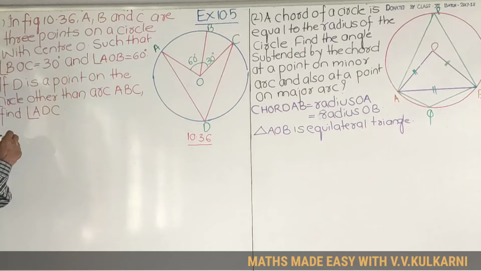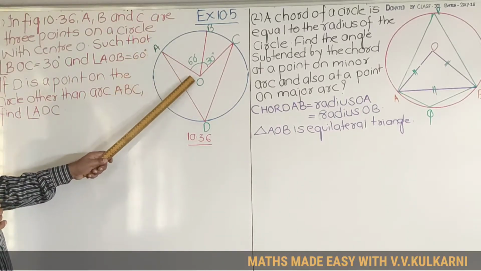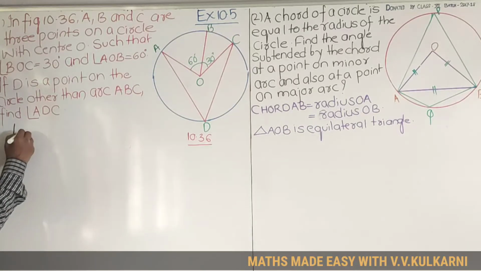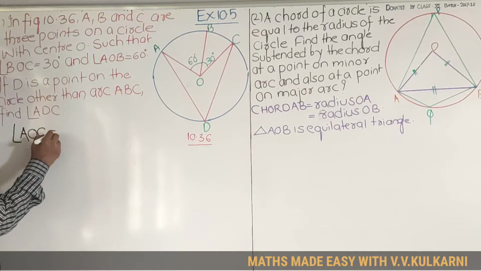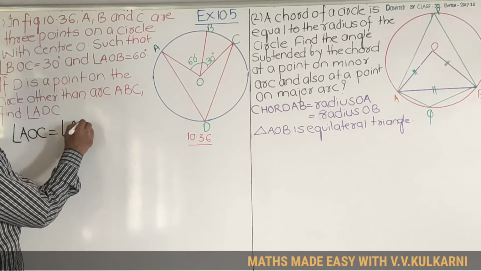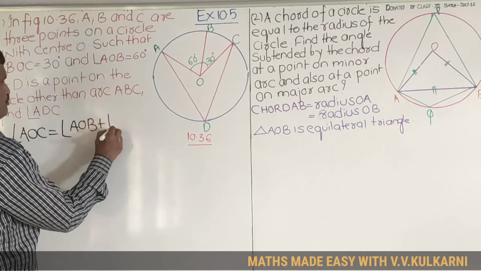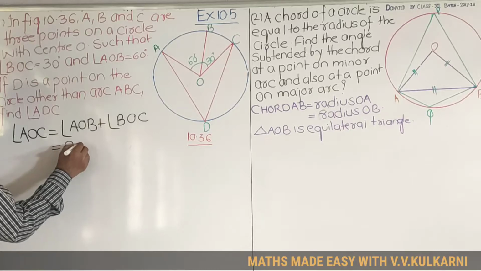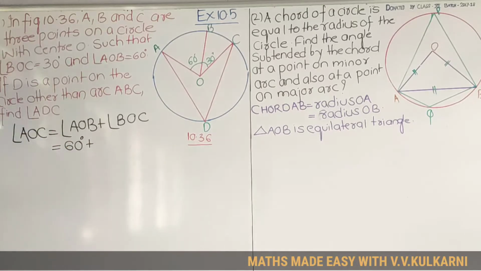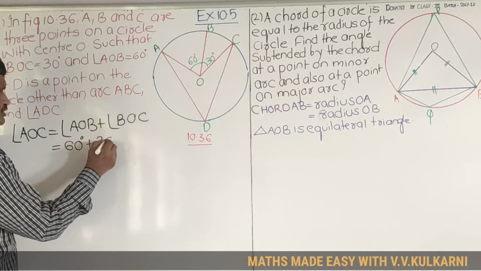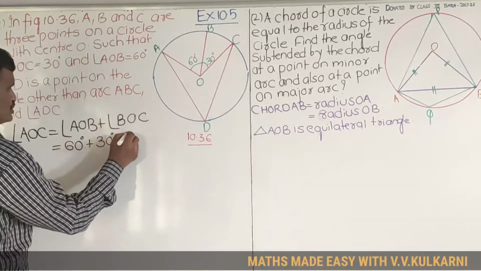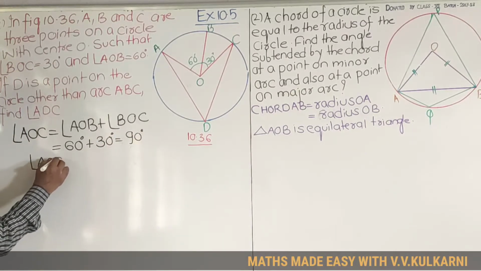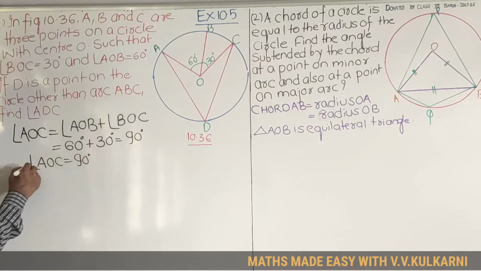So what I'll do is I will add these two angles, angle AOB plus angle BOC. See, angle AOC is equal to angle AOB plus angle BOC. Angle AOB is equal to 60 degrees and angle BOC is equal to 30 degrees. So finally if I add these two, this will be equal to 90 degrees. So what I can write here is angle AOC is equal to 90 degrees.